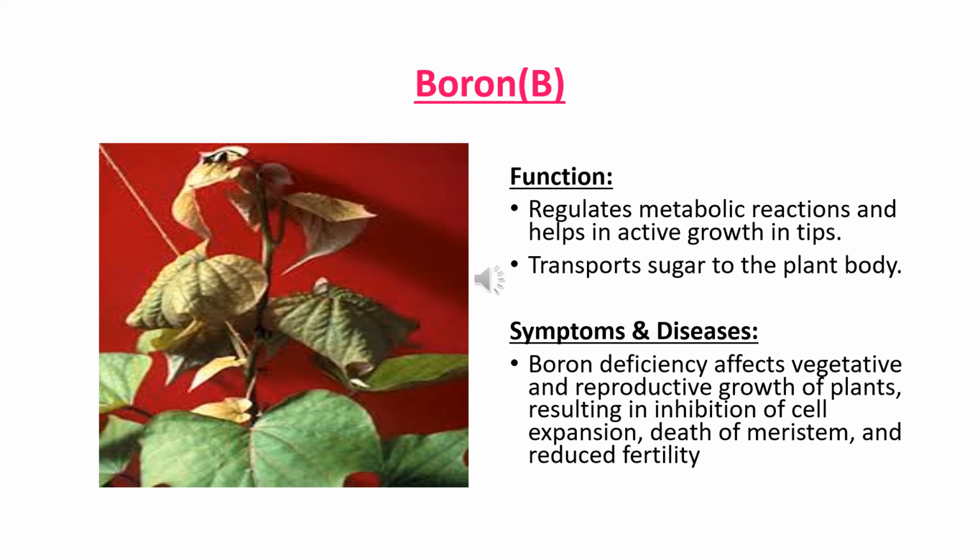So, symptoms and diseases. Boron deficiency affects vegetative and reproductive growth of plants. Vegetative means different parts of the plants don't grow properly, and also reproductive organs are not growing properly. As a result, inhibition of cell expansion, death of meristem, and reduced fertility. Naturally, the meristem is dying. That tip of the plant is called meristem. That means it is dying. It turns brown.